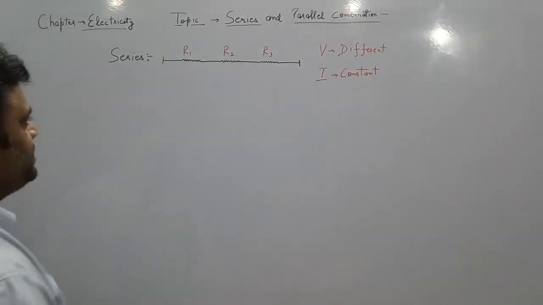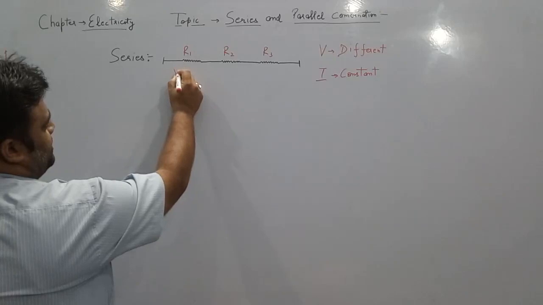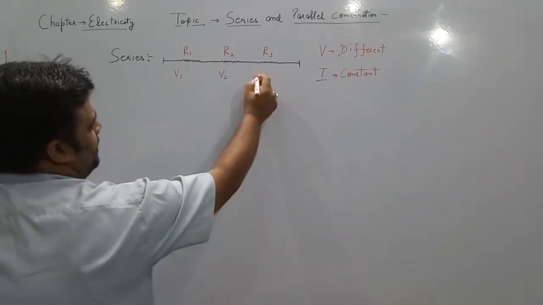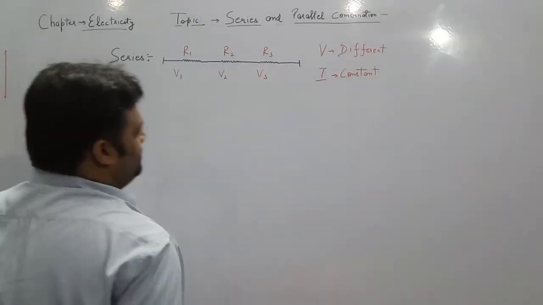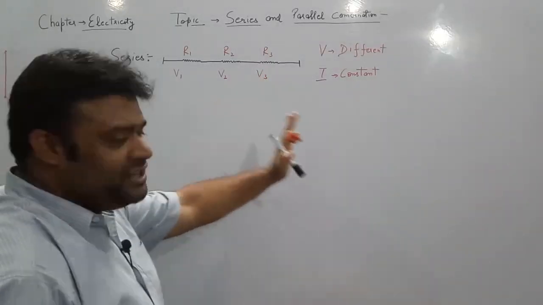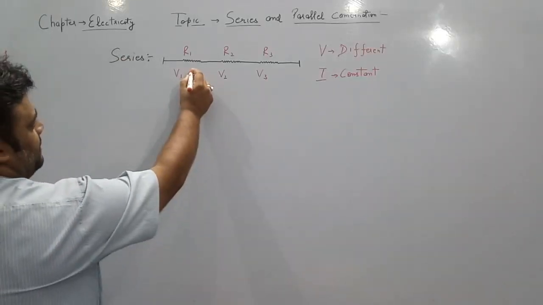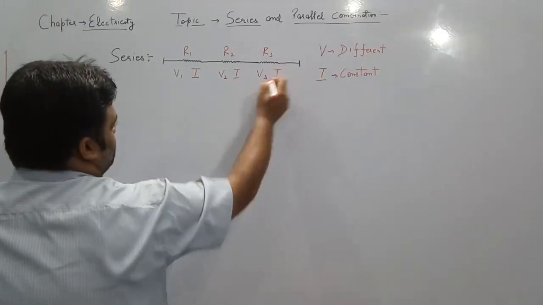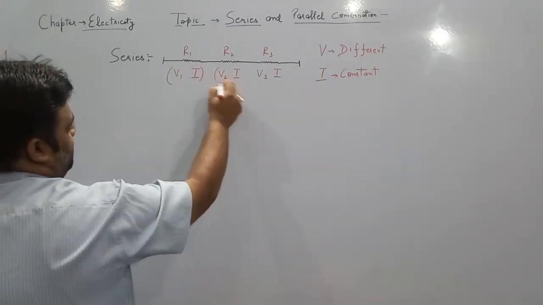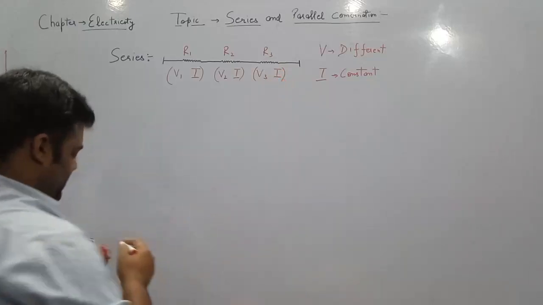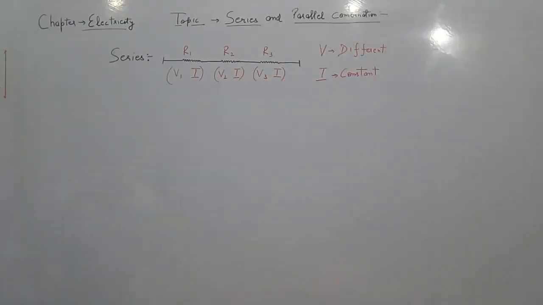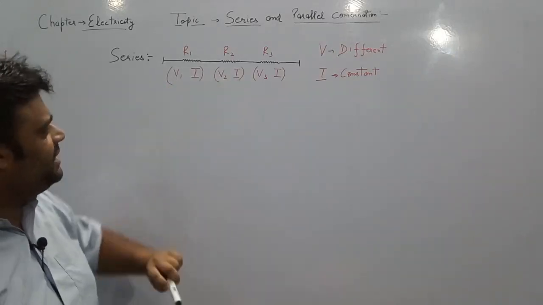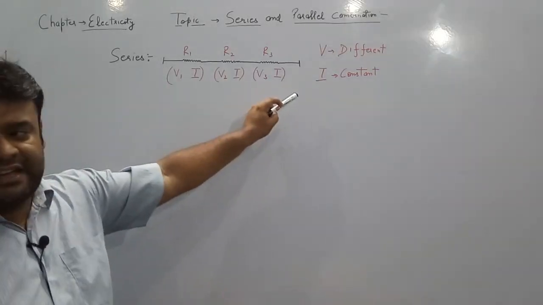So if we take values here, potential difference here, if we take V1, it will be V2 here and V3 here. And current is constant at each point, that means if I is taken here, it will be I and it will be I. So at R1, R2 and R3 in series combination, potential difference is V1, V2 and V3 and current is constant, that is I at each point.